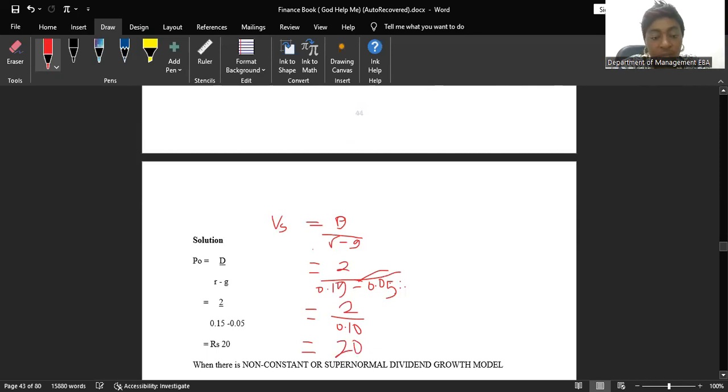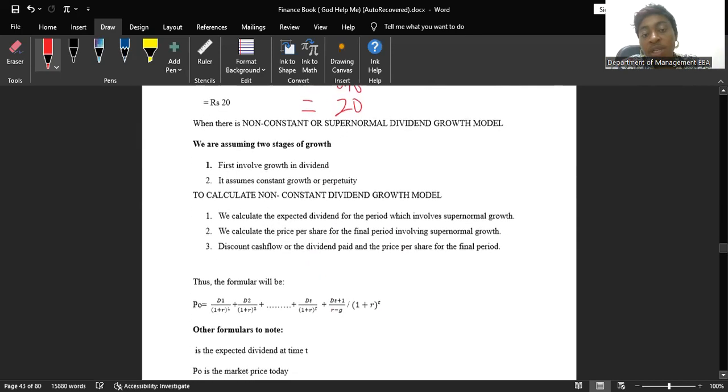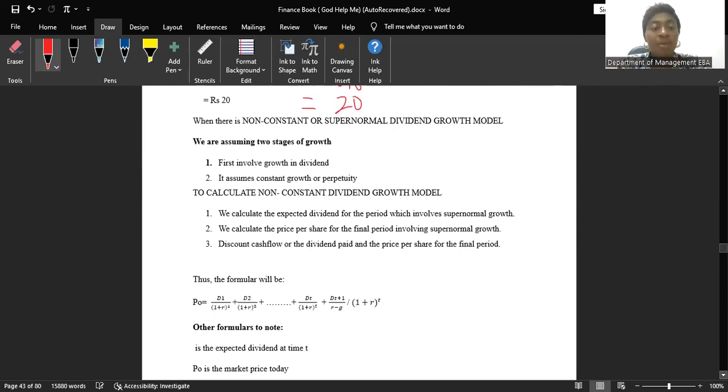Now let's come to the final part of valuing shares. Now we have the non-constant or supernormal dividend growth model. Normally, these have a period of high growth, and at some point they say forever. So we are combining unequal growth with constant growth forever. And when you get a question, that's how we solve it.